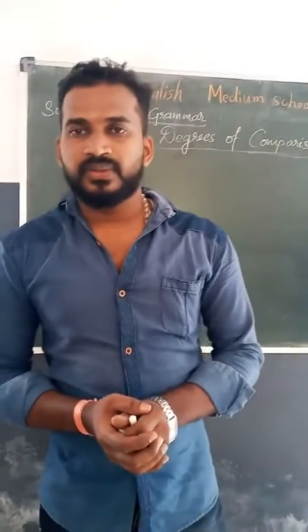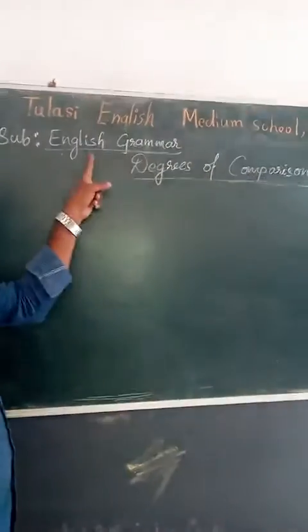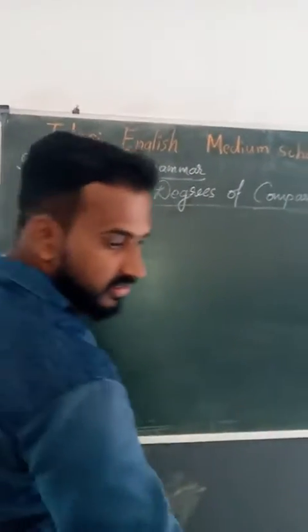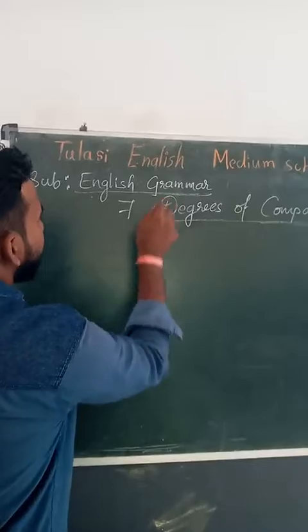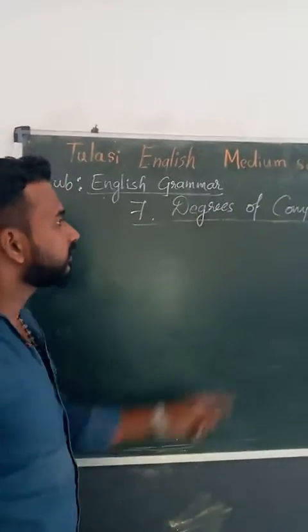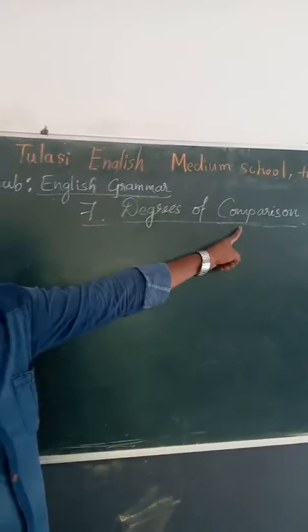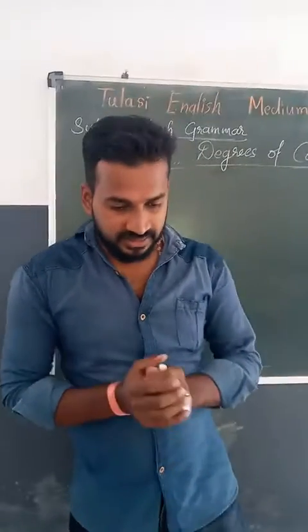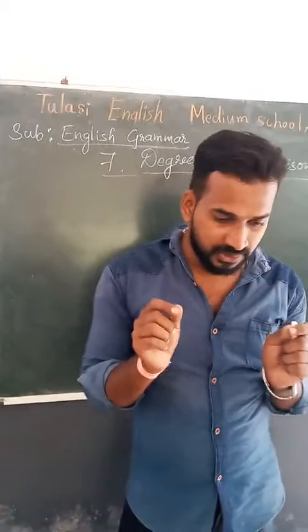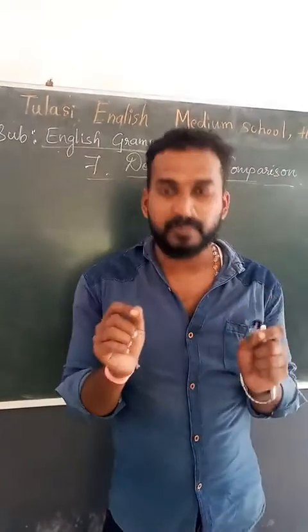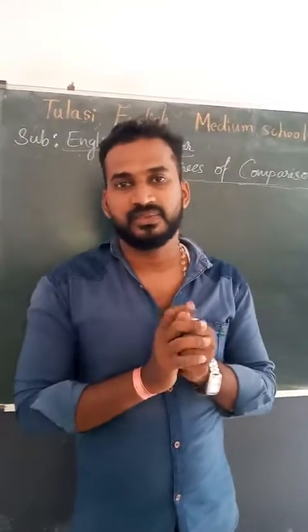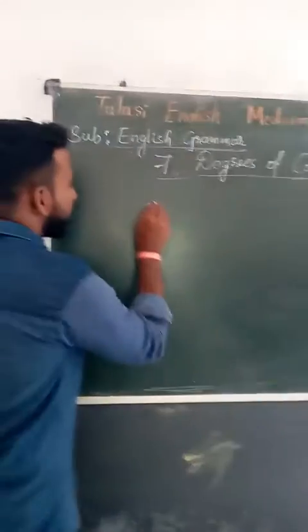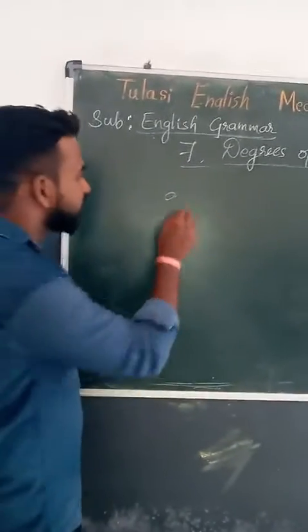In this class, we are going to learn about the degrees of comparison. Seventh lesson in the grammar part, degrees of comparison. We use adjectives to show the comparison between two or more people, animals or things. About adjectives we studied in the last class.